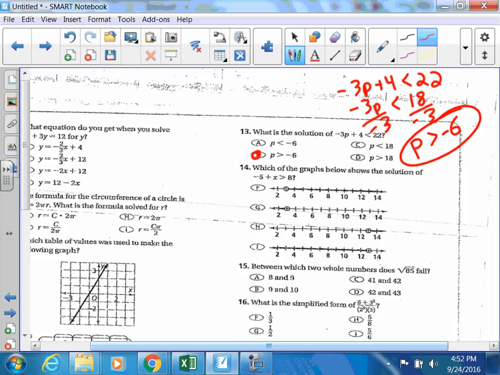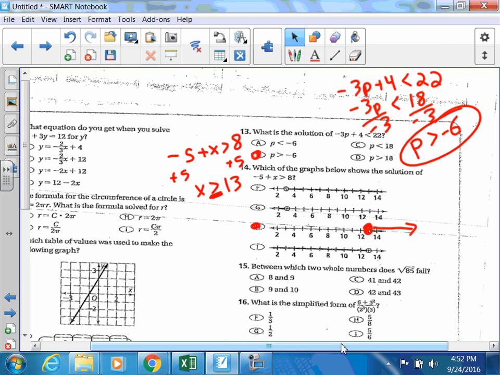14, let's just get x by itself. So to get x by itself, we are going to add 5 to both sides. So we plus 5, x is greater than 13. So it's going to be H. Open circle at 13 right here, and we're shading everything bigger than that. If this was an or equal to sign like I'm putting in right now, that circle would be shaded in. 15.